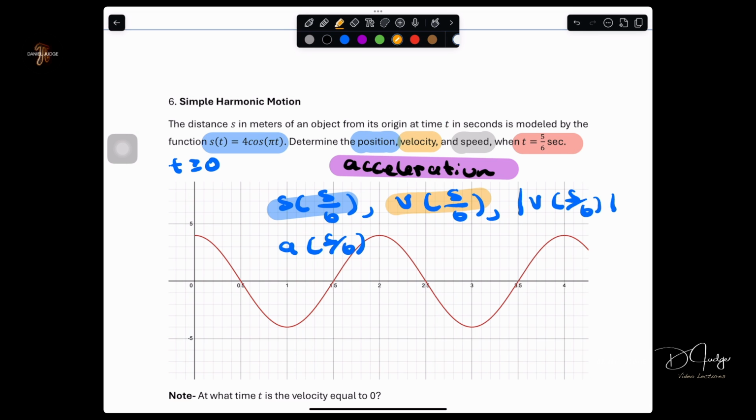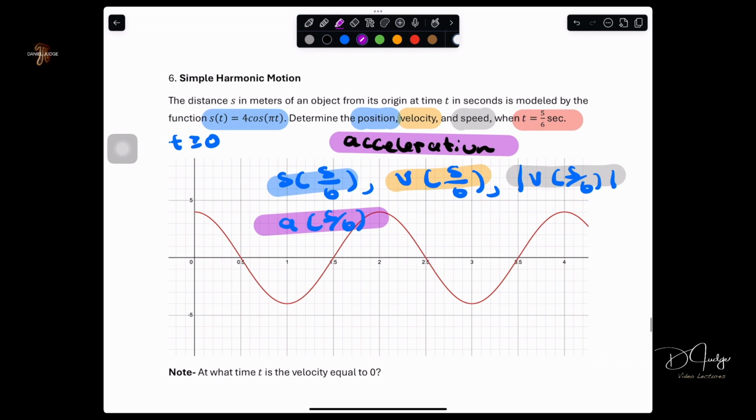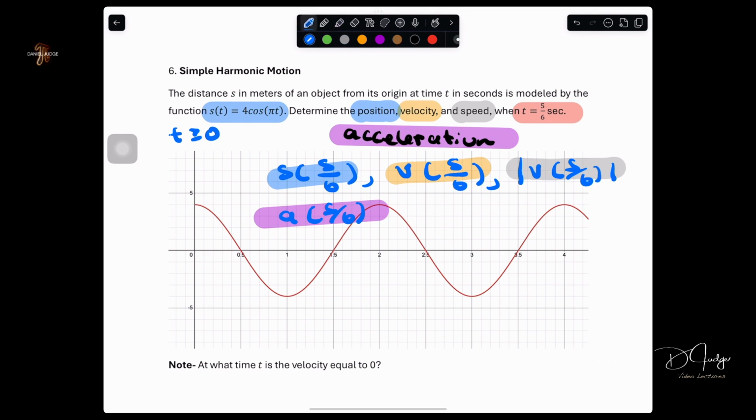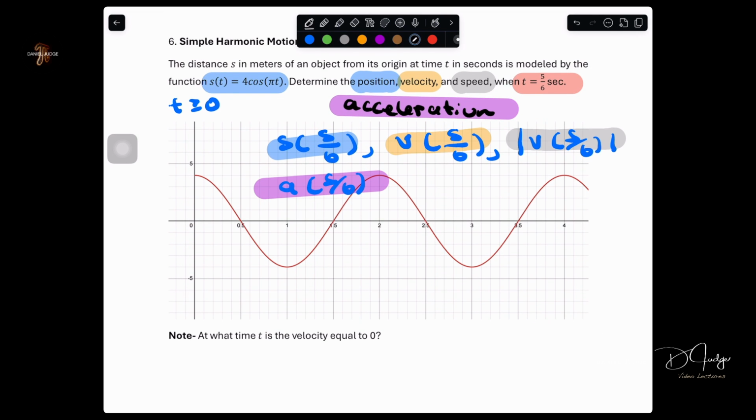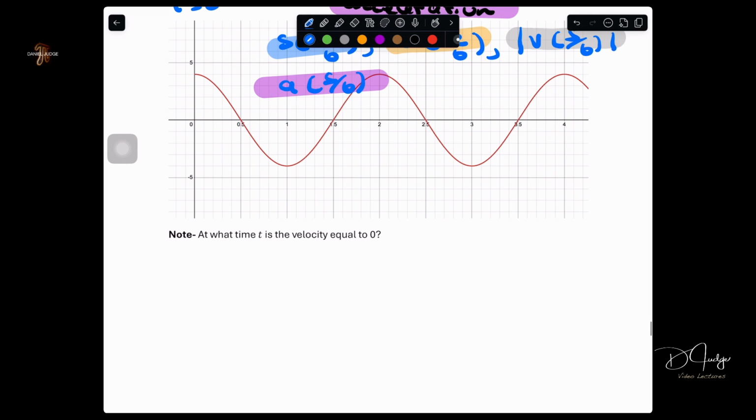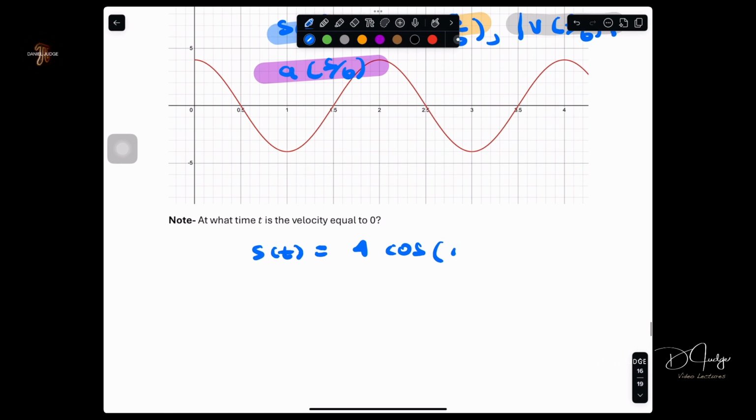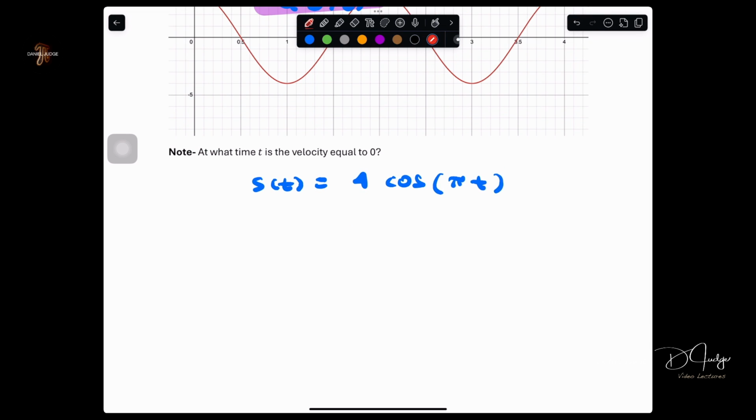Position, velocity, speed, acceleration, all at the time value of 5/6. All right. So our position function is 4 cosine pi t. So let's write this down. Now t is simply the value 5/6.